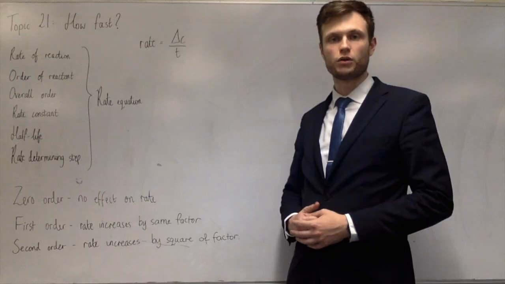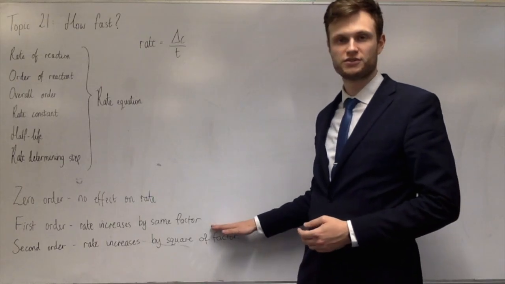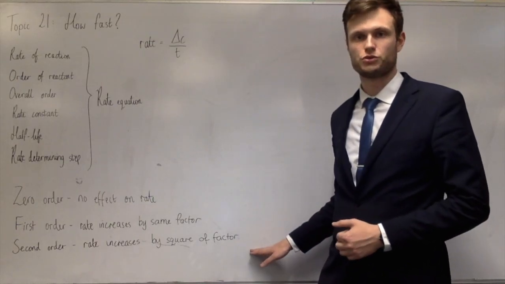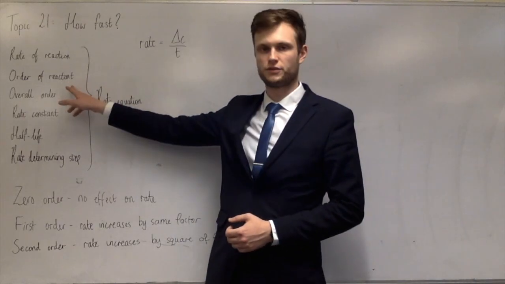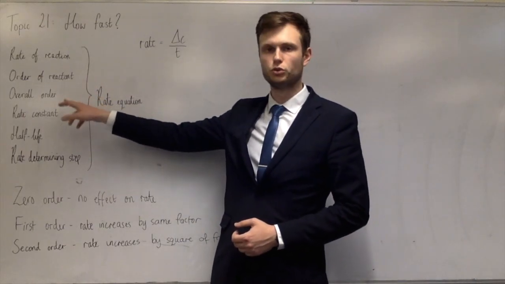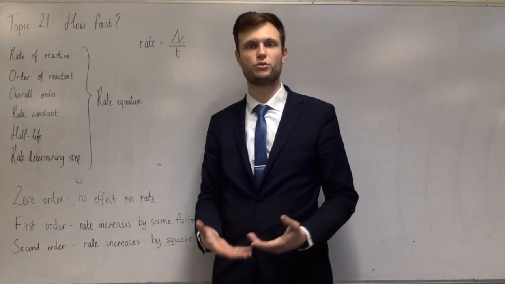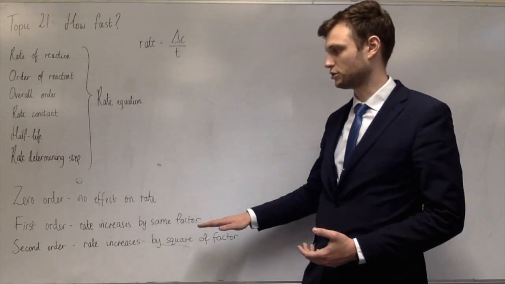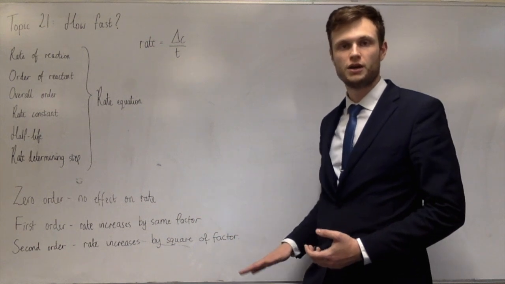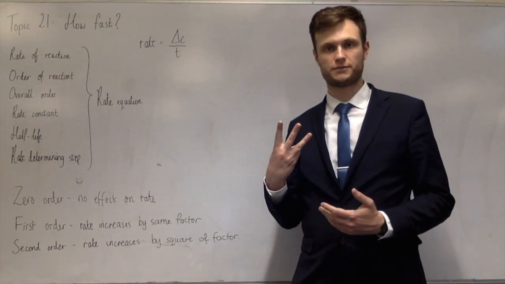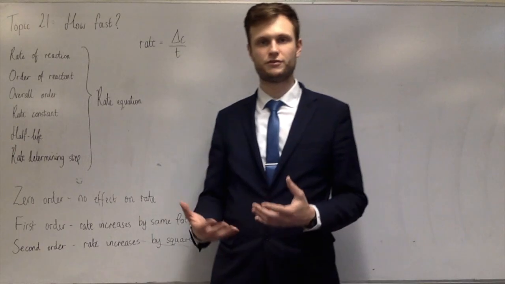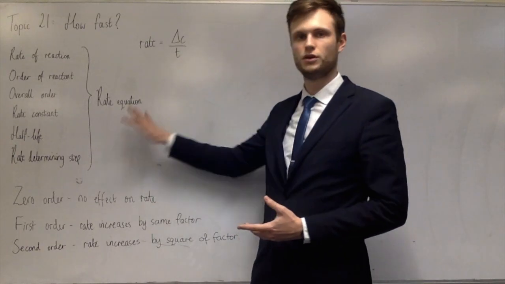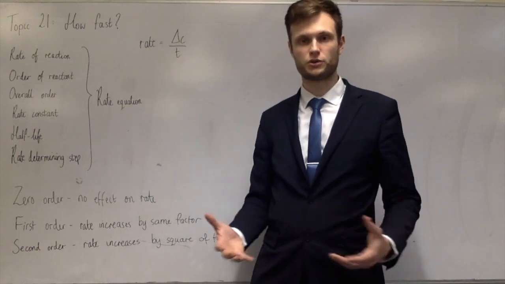So you might have more than one reactant. One of those reactants might be first order, and the other reactant second order. Those are the orders of the reactants. The overall order is the sum of all of the orders of the reactants. So if you've got 2 reactants which affect the rate, one of them is first order, one of them second order, then the overall order would be 3. And when you combine all of this information together, that gives you the rate equation. And so I'll give you an example of that.